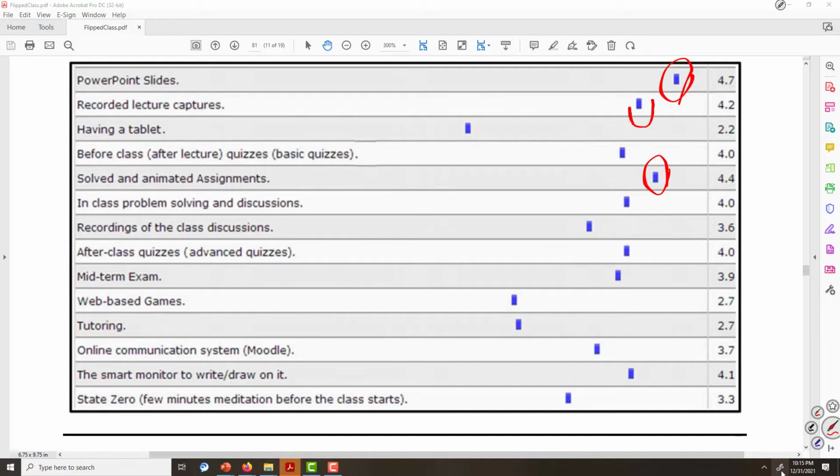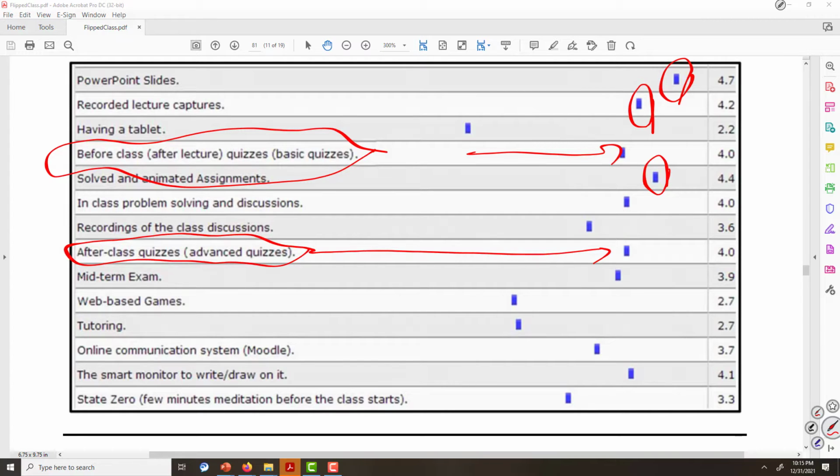My Camtasia Studio recorded lecture captures were ranked third, and then I had before-class quizzes and after-class quizzes, all on computer with Excel at disposal. My in-class problem-solving discussions were ranked next.